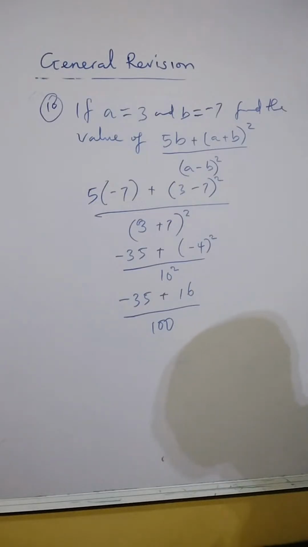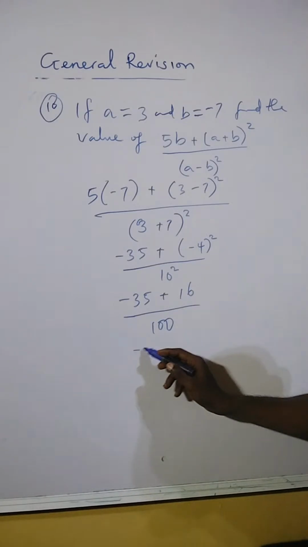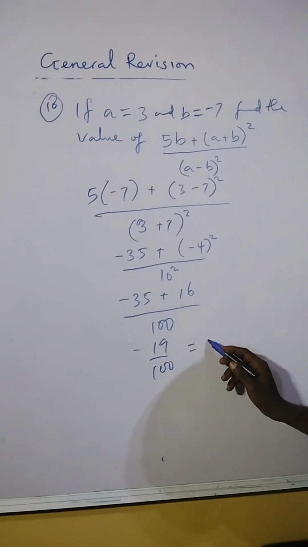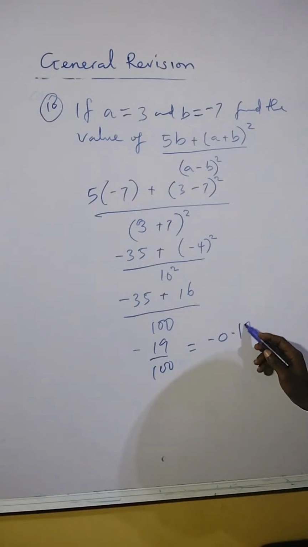Then 16 minus 35 plus 16, that will give us minus 19 over 100. And when we put it in decimal, that's minus 0.19. So that is that for that.